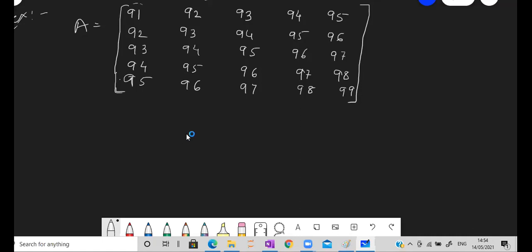91 and 92, the difference is 1. Similarly, what is the difference between the next two sets? It is 1 everywhere, isn't it? Yes, ma'am. Correct? Everywhere means if I take the difference here, the elements are going to be 1.